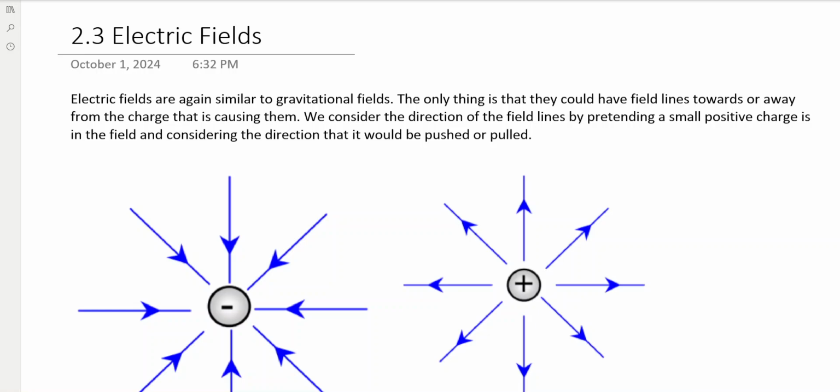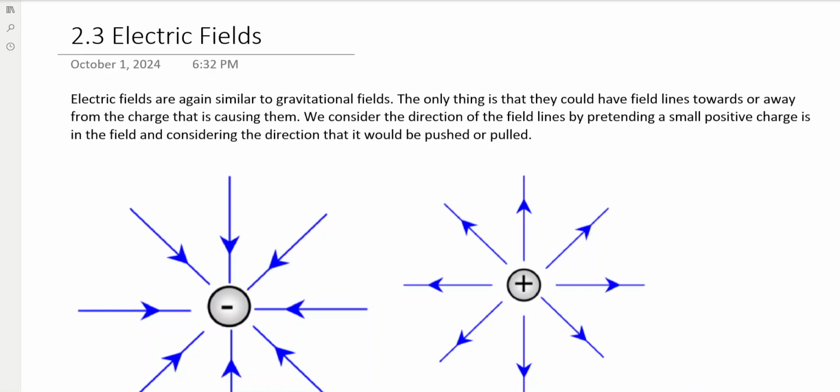So electric fields are also similar to gravitational fields. In the last video we looked at electric forces compared to gravitational forces. Now we're looking at electric fields compared to gravitational fields. They're the same sort of thing. The only difference is that we can have lines towards or away because there could be a repulsion or an attraction. Now, with only one object, it's kind of hard to tell if it's repelled or attracted.